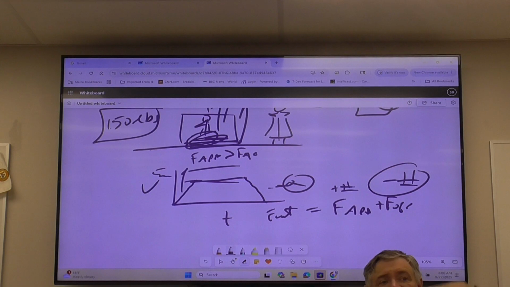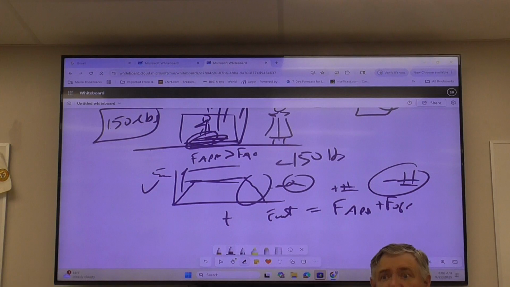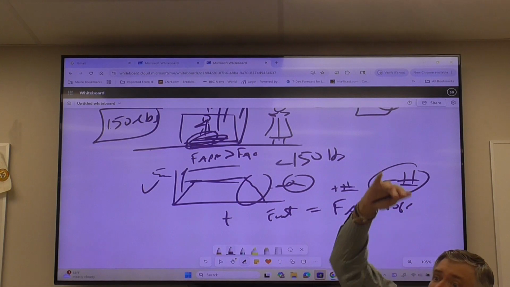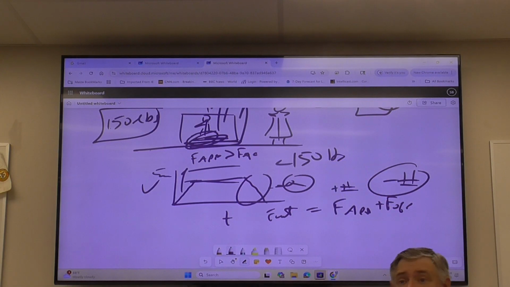Okay? So I'm still going up, and at that point, the reading on the scale here is going to be less than 150 pounds because of the fact that your body has mass. It has inertia. It wants to continue going up. So basically what's happening is the elevator floor is slowing out from underneath you.